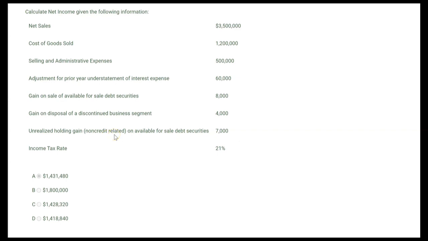This is non-credit related, so go back to the general rule for available for sale debt securities, which means OCI, not the income statement, unless, of course, there was a sale of available for sale debt securities, which happened here, and that's why the $8,000 was included in our income statement. But the unrealized holding gain, that will go to OCI. And then the adjustment for prior year understatement of interest expense, the $60,000, that's going to impact beginning retained earnings and not have anything to do with the income statement.